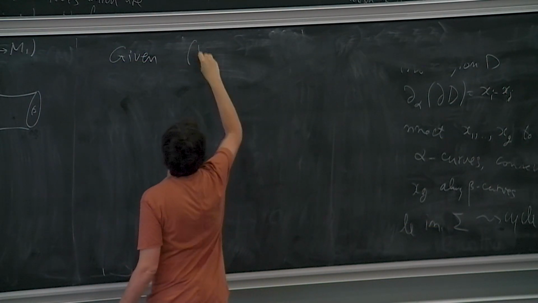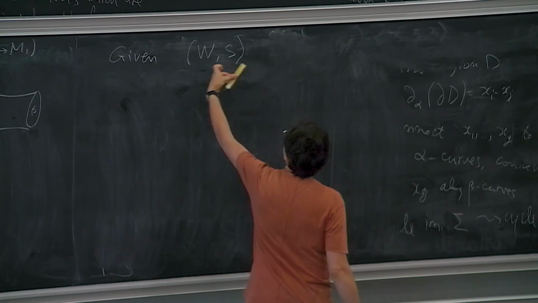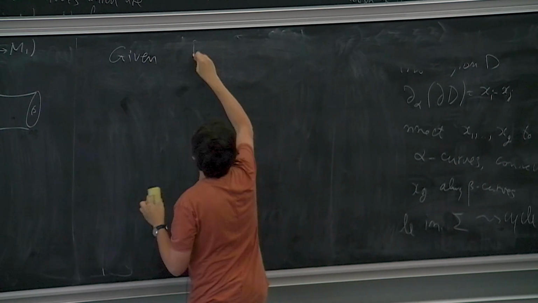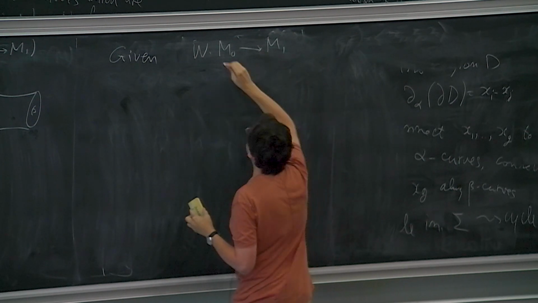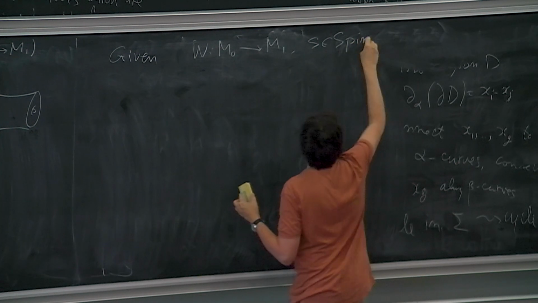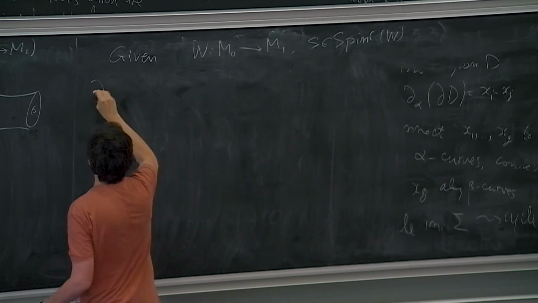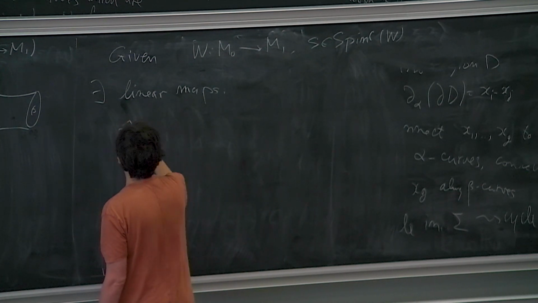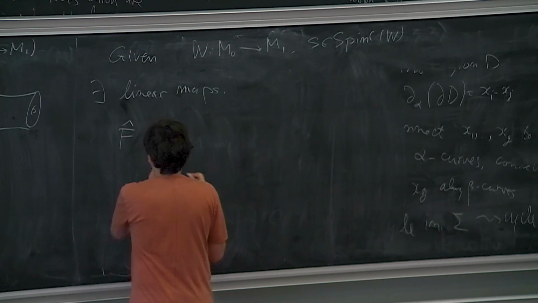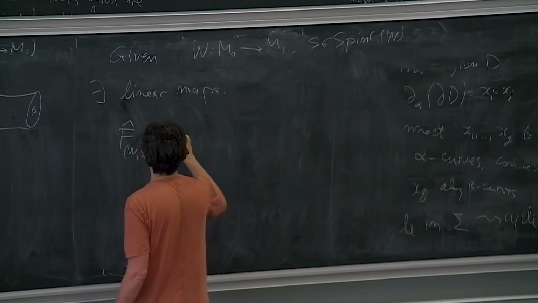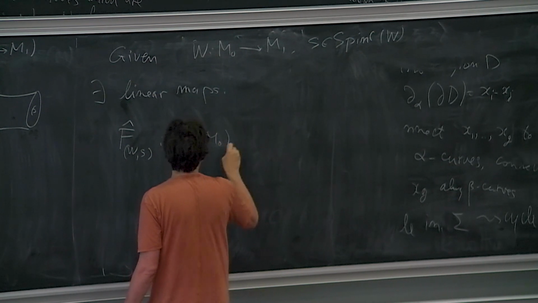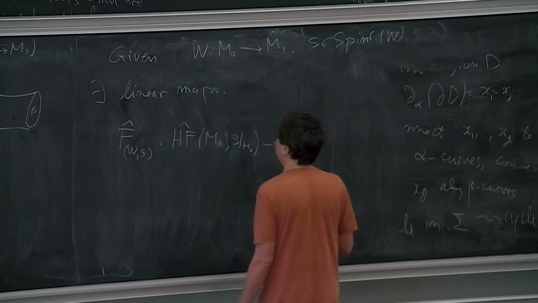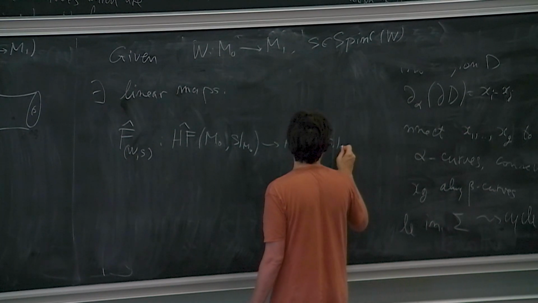So given a cobordism from M0 to M1 and s a spin^c structure on W, we have maps F hat W,s from HF hat of M0 with a restricted spin^c structure to HF hat of M1 with a restricted spin^c structure.